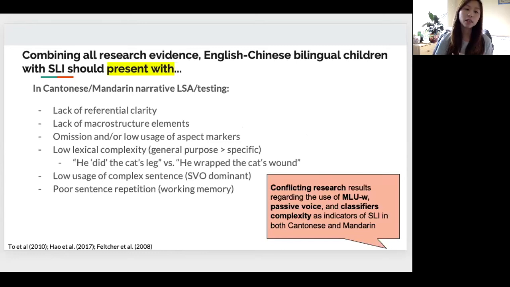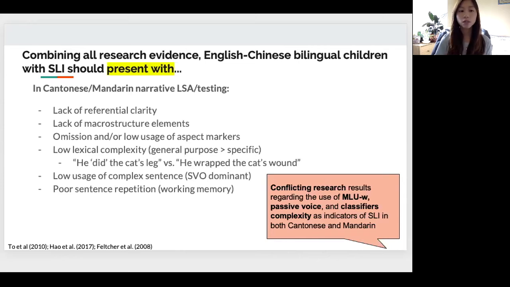Combining the hallmarks of Cantonese SLI and evidence in narrative language sample analysis in children who have Cantonese, Mandarin, and English SLI, the following would be something to look for during testing and narrative language sample analysis. So for the language sample or testing that we do in Chinese, first of all, establishing referential clarity and macro structure elements in narrative tests would be a significant deficit regardless of the dominant language of the child, since they are the areas that children with SLI struggle with.